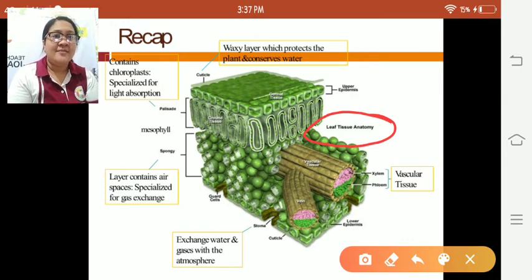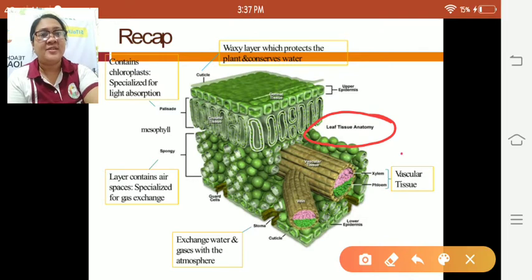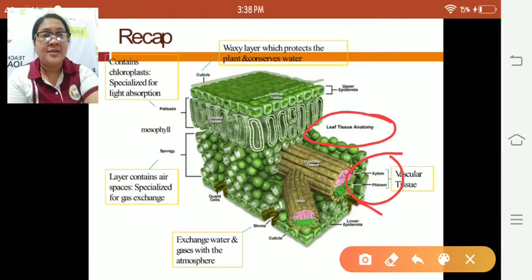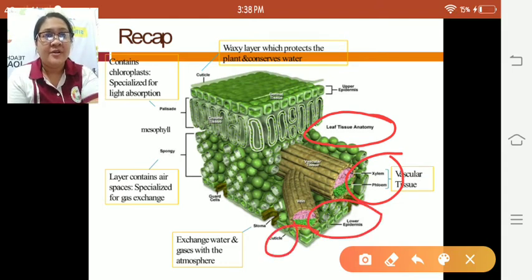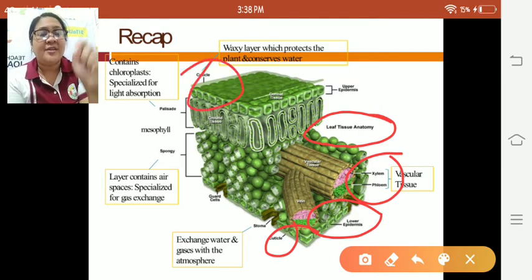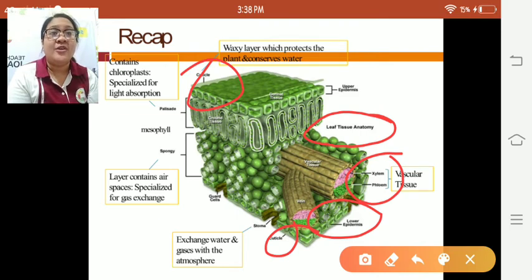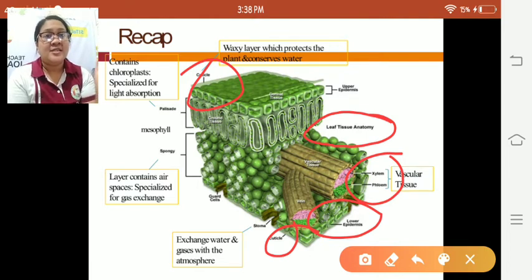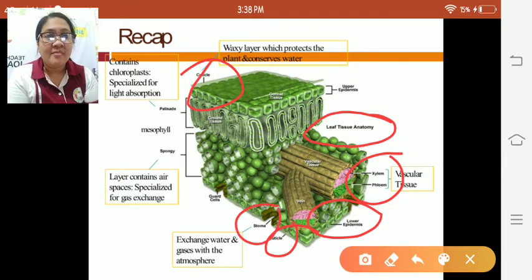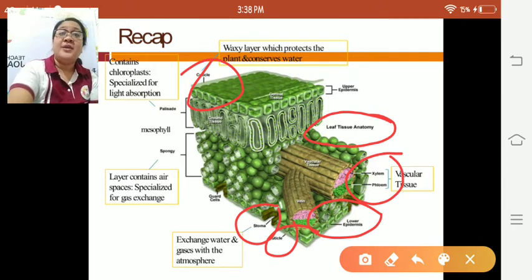As you can see here, the vascular tissues, which are the xylem and the phloem. We have here the lower epidermis and the cuticle. We have the lower cuticle here, and also a cuticle at the upper portion. This is a waxy layer which protects the plant and conserves water. So we have here the stoma. The stoma is responsible for the exchange of water and gases with the atmosphere.